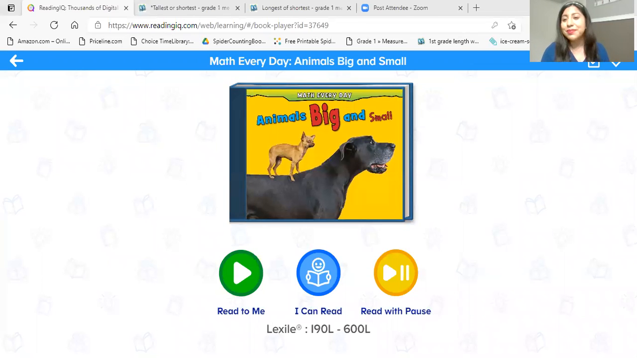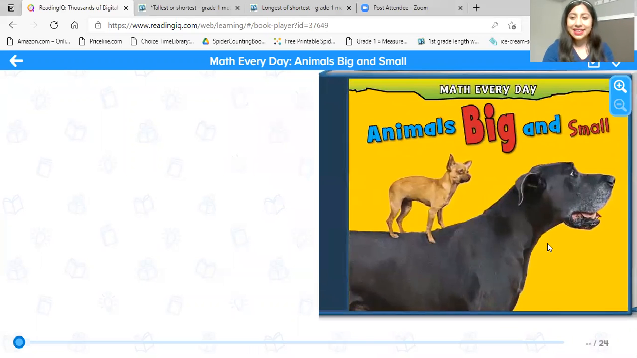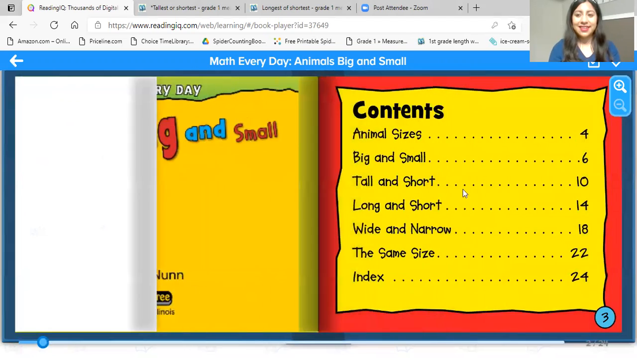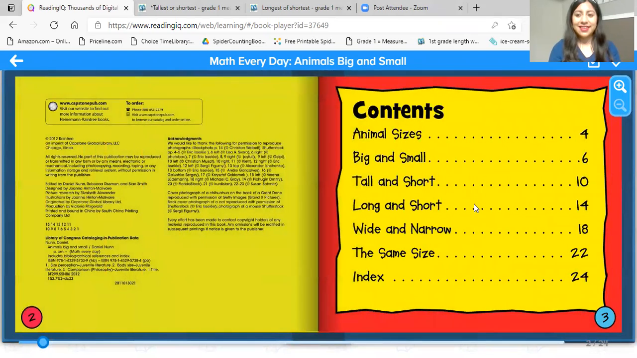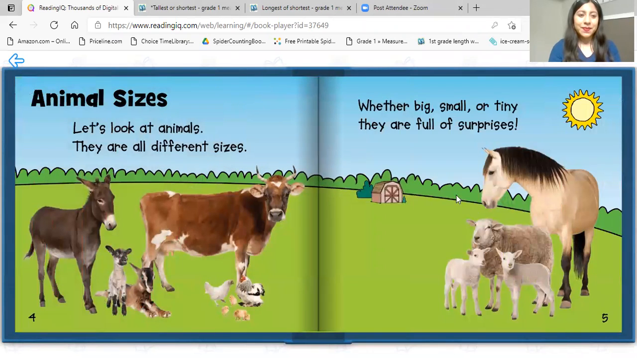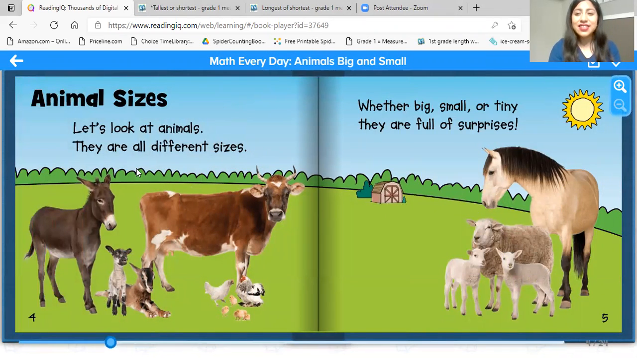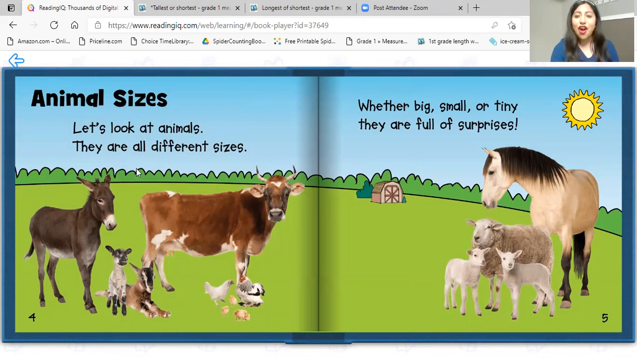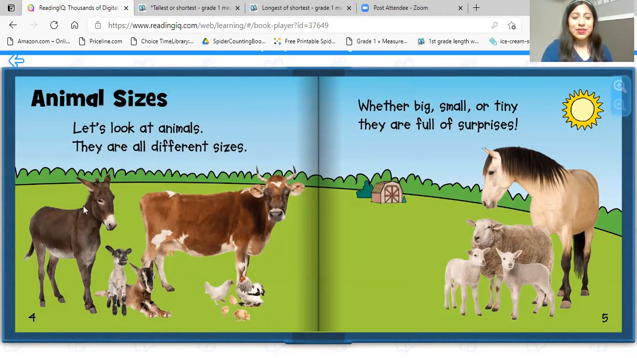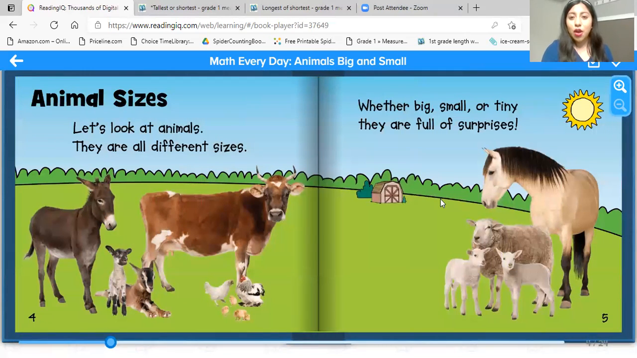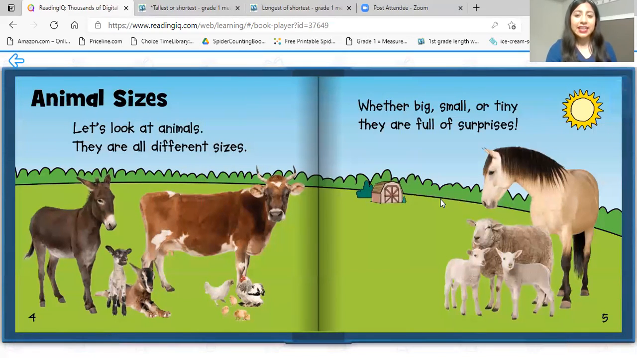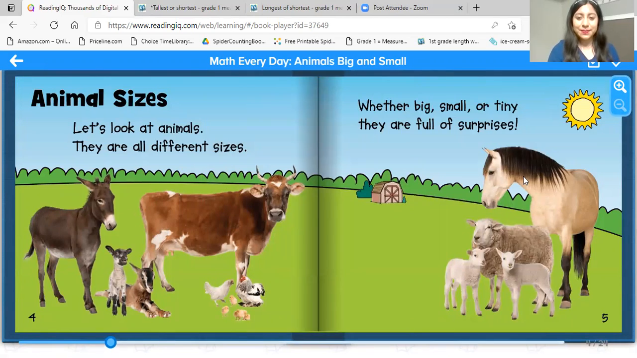So I'm going to read to you Animals Big and Small before we start our lesson. So here we go. Animals Big and Small. This is our table of contents. Animal sizes. Let's look at animals. They're all different sizes. Do you see all the animals? Whether big, small, or tiny, they are full of surprises.